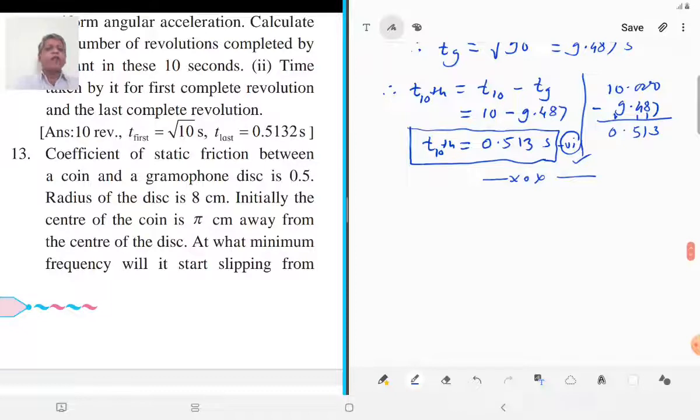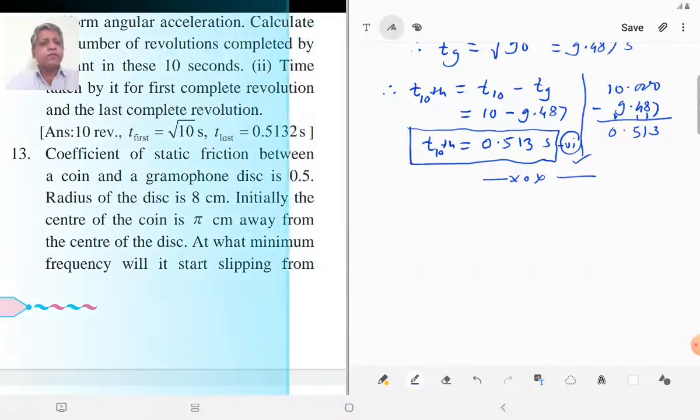The coefficient of static friction between a coin and gramophone disc is 0.5. Radius of the disc is 8 centimeter. Initially the center of the coin is 5 centimeter away from the center of the disc.